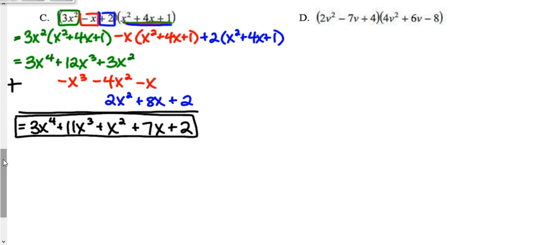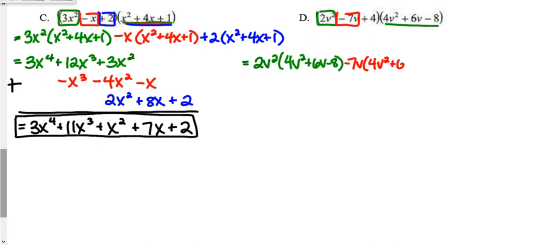Okay, last problem, same idea, different numbers. Starting with 2v squared. I'm just starting down here so I have more room. I think I might want to scooch that over a little bit. Okay, 2v squared times 4v squared plus 6v minus 8. Then I have a negative 7v. And then that 4 times all this. Hopefully you guys are seeing where these numbers are coming from now.